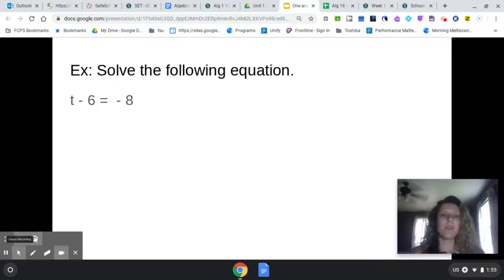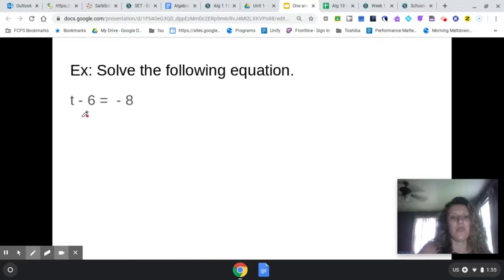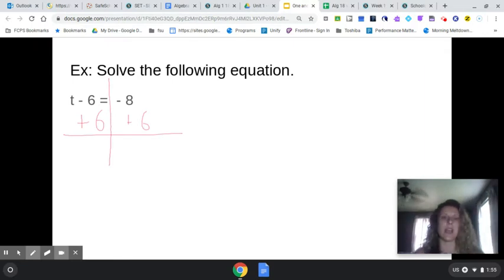The next example that we're going to take a look at together is t minus 6 is equal to negative 8. So again, the operation that is listed in the problem is minus 6. So I have to think, what is the opposite operation of minus 6? And hopefully we were thinking addition. So we're going to add 6 to both sides of the equation. Again, the sides are separated by the equal sign.